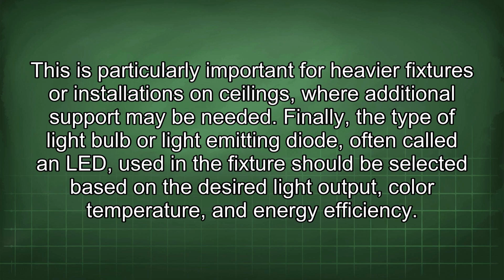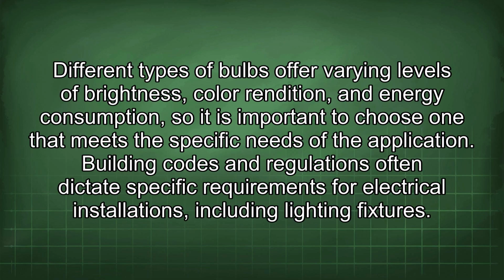Finally, the type of light bulb or light-emitting diode, often called an LED, used in the fixture should be selected based on the desired light output, color temperature, and energy efficiency. Different types of bulbs offer varying levels of brightness, color rendition, and energy consumption, so it is important to choose one that meets the specific needs of the application.